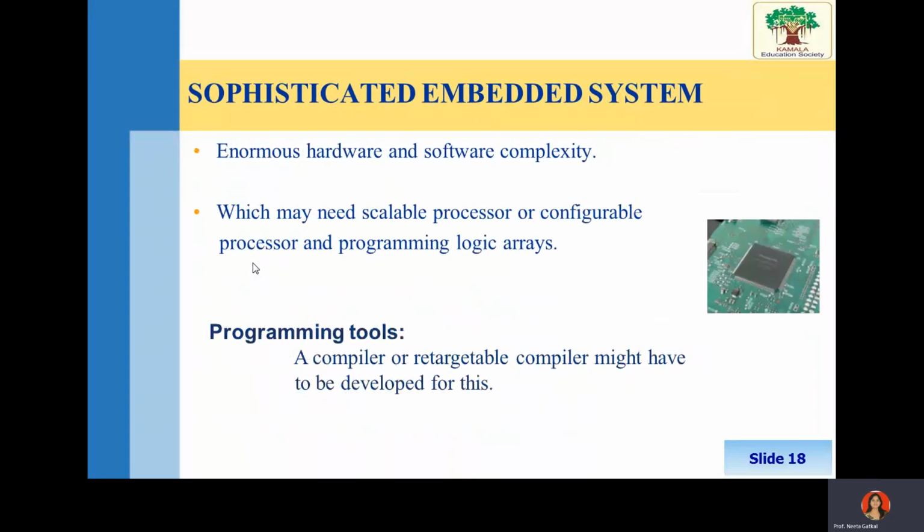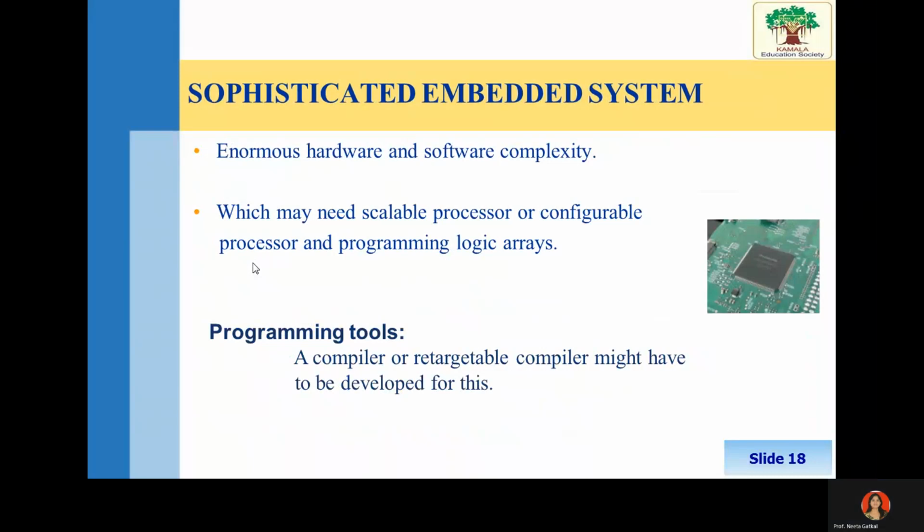Now the next one is the sophisticated embedded system. It has enormous hardware and software complexity, which may need a scalable processor or a configurable processor or a programmable logic array. And the programming tools used are a compiler, or a retargetable compiler might have to be developed for this. So this is about the classification of embedded systems.